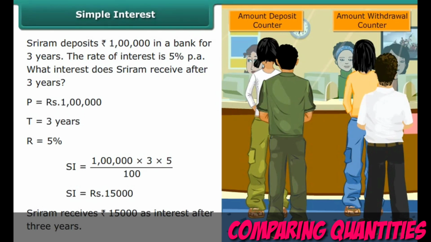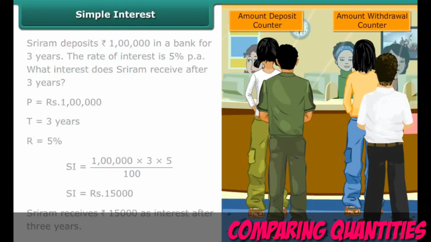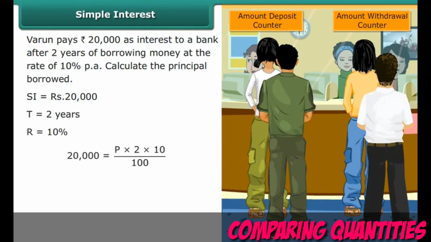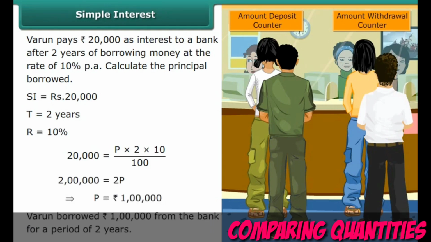Now look at the next example in which we will calculate the principal. Varun pays Rs 20,000 as interest to a bank after 2 years of borrowing money at the rate of 10% per annum. Calculate the principal borrowed. Here interest is Rs 20,000. Time period is 2 years. And rate of interest is 10%. Now by substituting the values in the formula we get 20,000 is equal to P into 2 into 10 whole upon 100. By calculating it we get principal as Rs 1 lakh. Varun borrowed Rs 1 lakh for a period of 2 years.